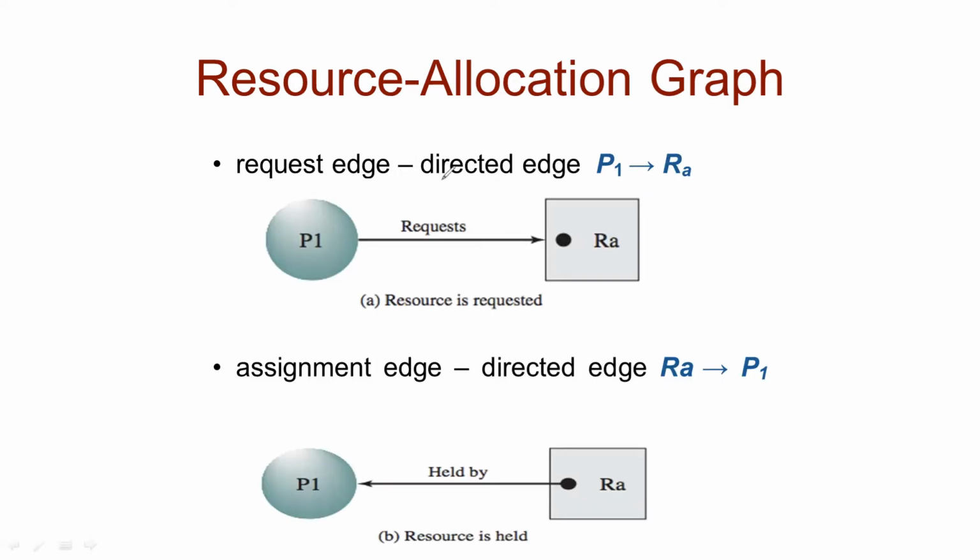A directed edge from P1 to RJ is defined as a request edge. This edge means P1 has requested a resource of type RJ and it is currently waiting for that resource. Here P1 is waiting for RJ. A directed edge from resource to process is known as an assignment edge. This edge means an instance of type RJ has been assigned to, or is held by, P1.